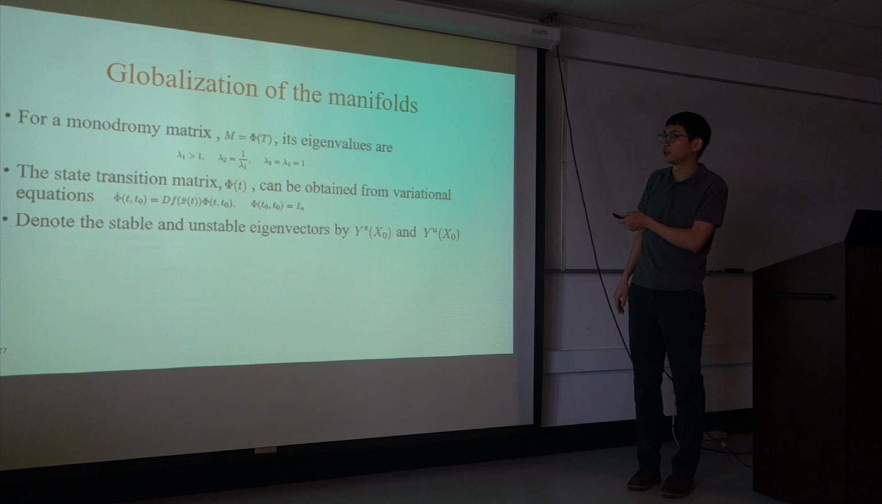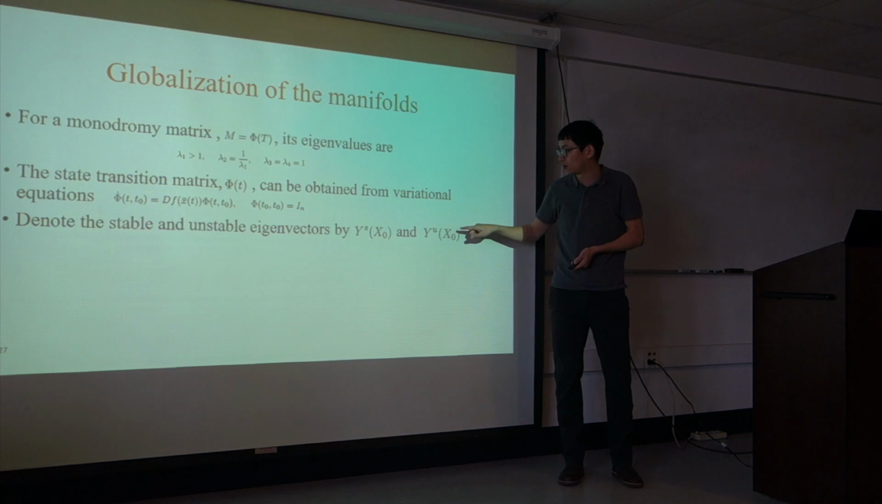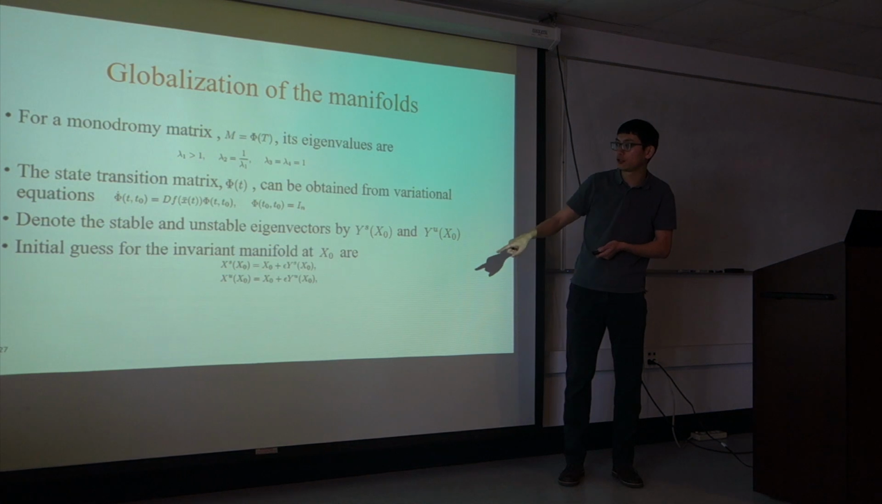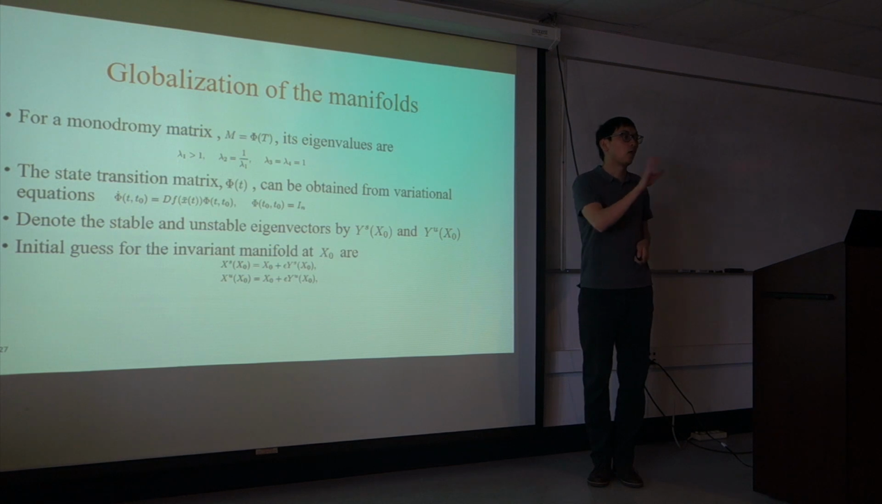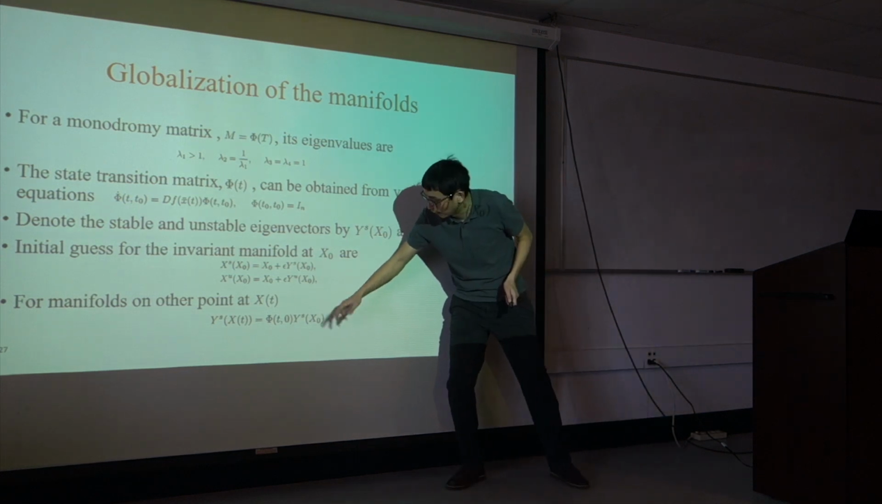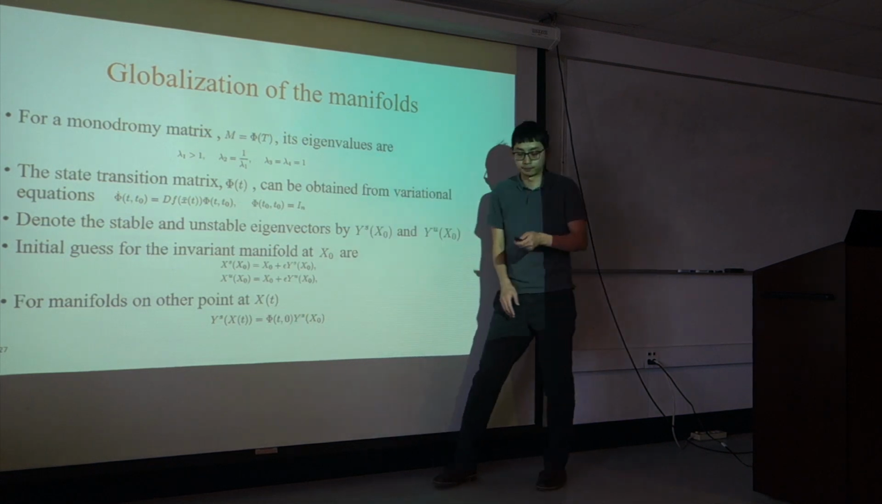Then we denote the stable and unstable eigenvectors of the monodromy matrix by Ys and Yu at point x0. Then we can obtain the initial condition for the invariant manifold at point x0. We use these initial conditions and integrate in the nonlinear system forward or backward in time, and we can obtain the manifold at that point. Then for other points on the periodic orbit, we have this relation to transfer and obtain the other stable and unstable directions.